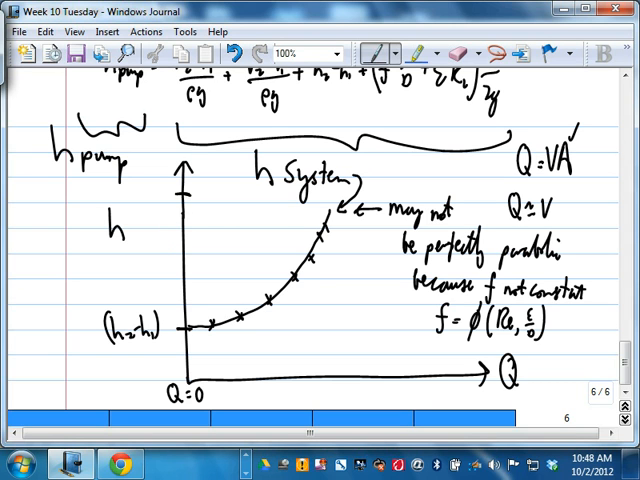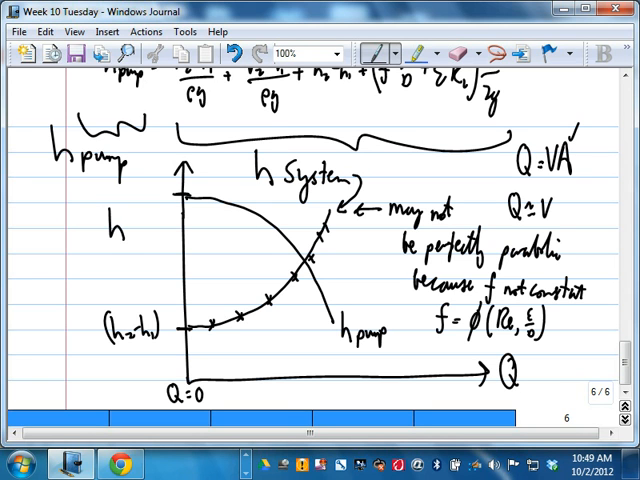Alright? So the pump curve will typically look something like this. This is the H pump. Alright? Some might ask why.